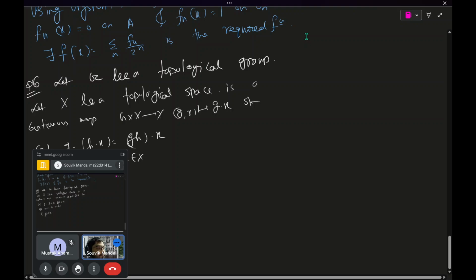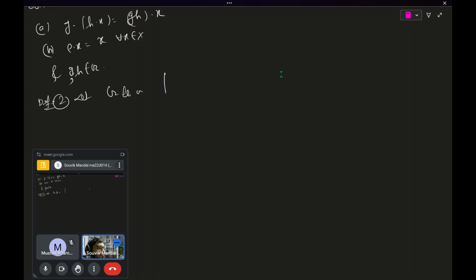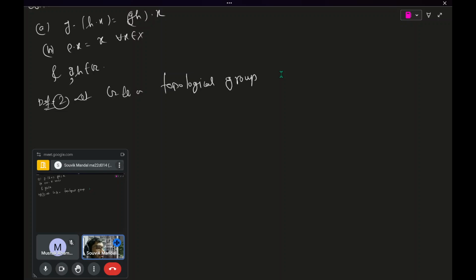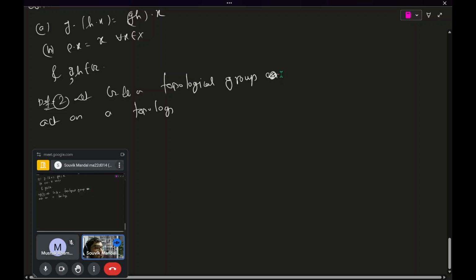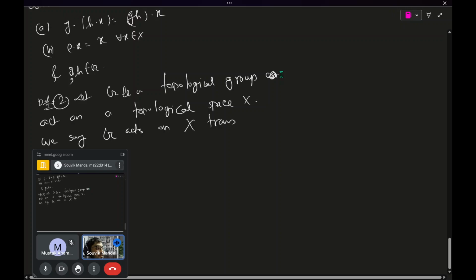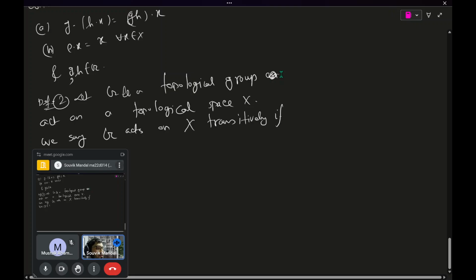And definition 2 is the following. Let G be a topological group acting on a topological space X. We say G acts transitively if for every x, y belonging to X, there exists g belonging to G such that gx equals y.